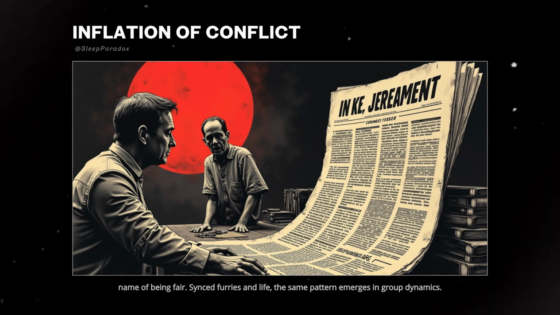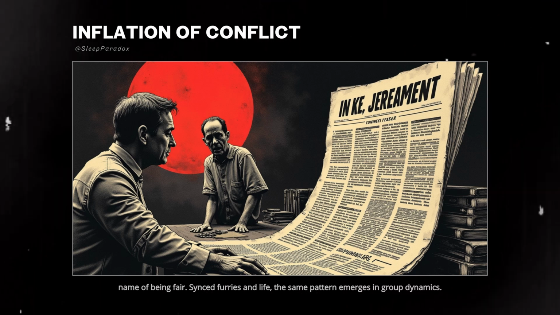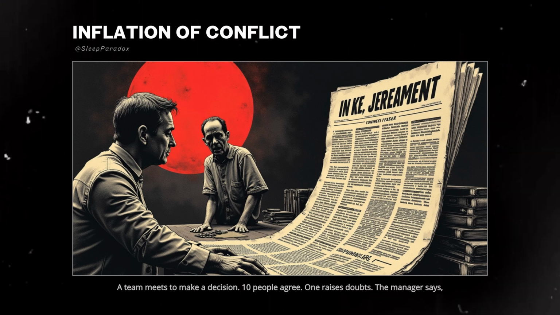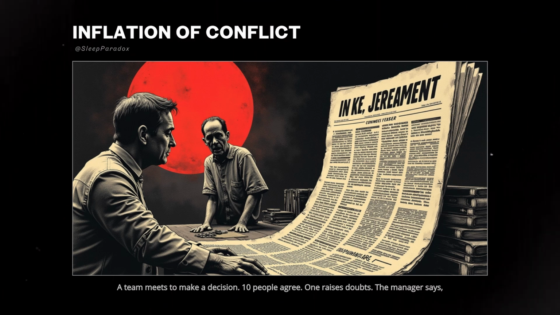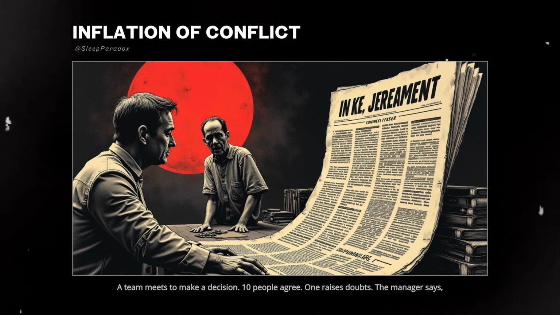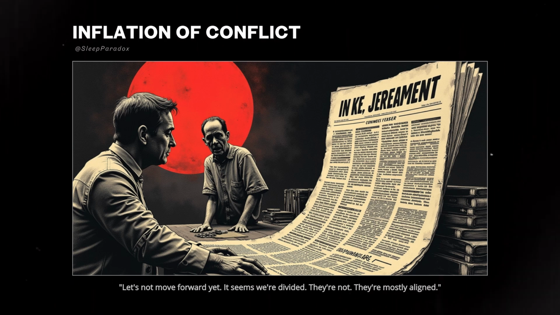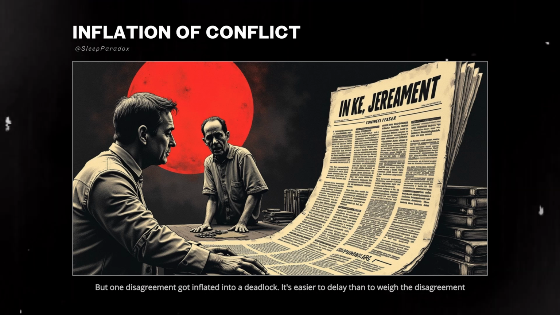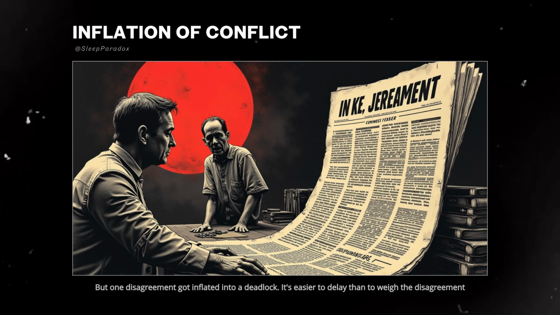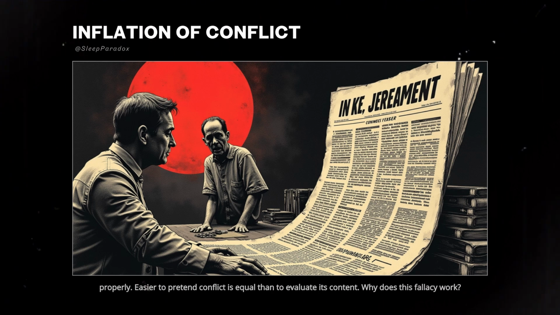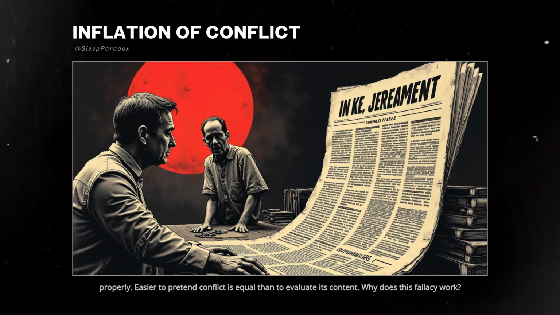In everyday life, the same pattern emerges in group dynamics. A team meets to make a decision. Ten people agree, one raises doubts. The manager says, "Let's not move forward yet. It seems we're divided." They're not. They're mostly aligned, but one disagreement got inflated into a deadlock. It's easier to delay than to weigh the disagreement properly. Easier to pretend conflict is equal than to evaluate its content.